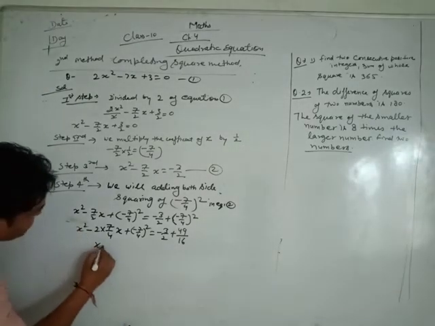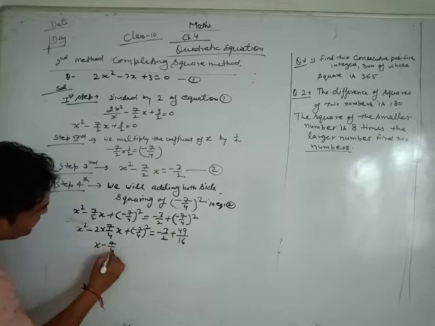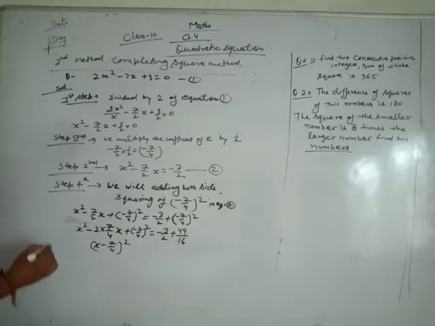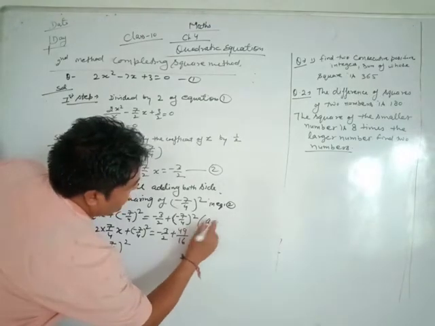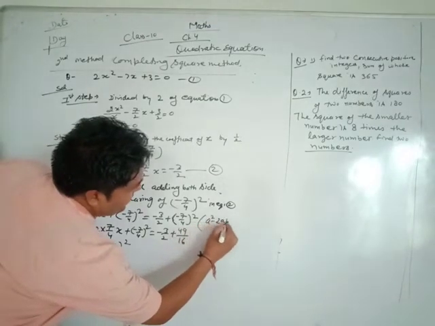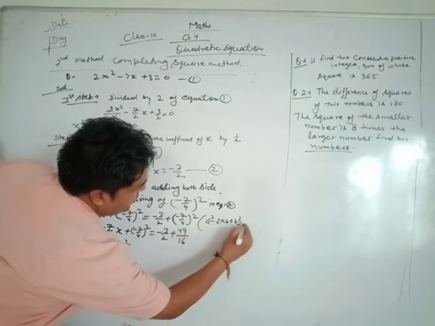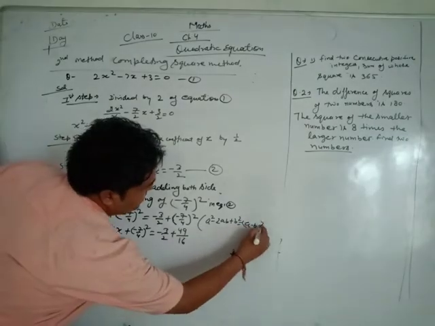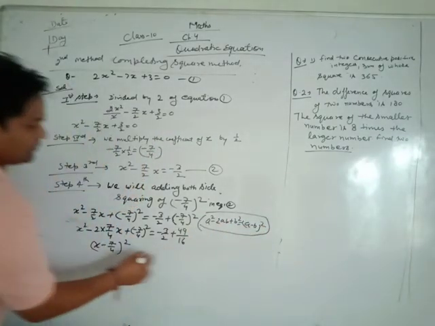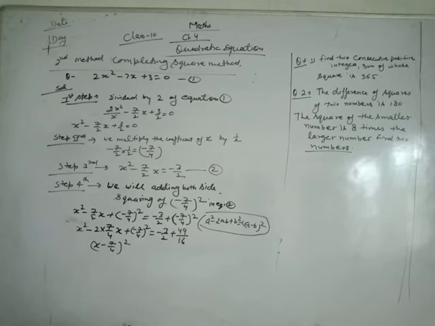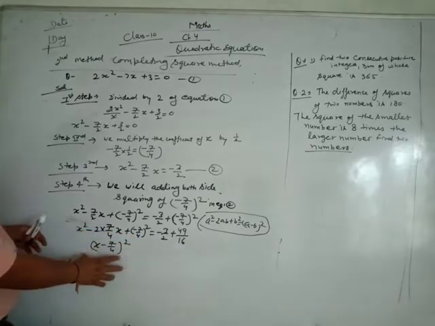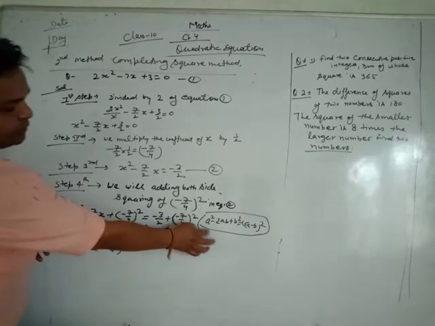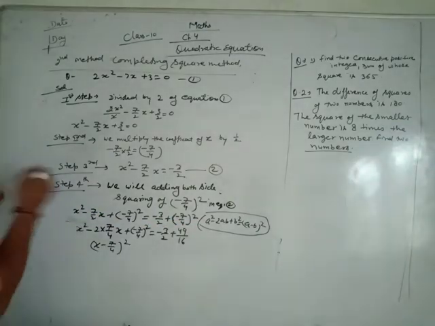So now x minus 7 by 4 square, use the identity. What identity? a square minus 2ab plus b square equals a minus b square. Use this identity for this question. Clear? Because a square minus 2ab plus b square equals a minus b square.